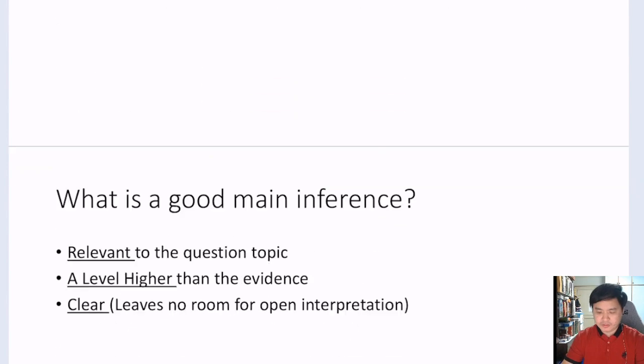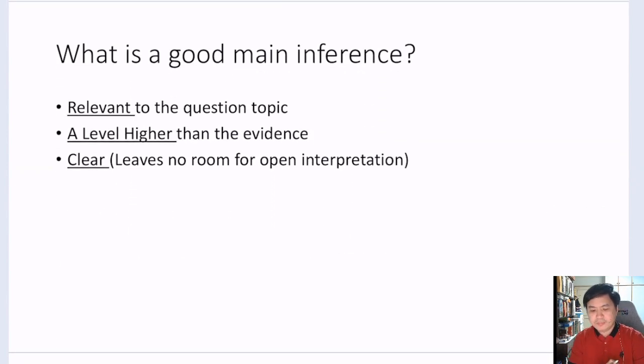Okay, let's move on. What is a good main inference? Now, when you see the question, right, make sure it's relevant to the question topic. Highlight the question and what they want you to infer about. Then, after that, make sure your answer is exactly relevant to the question topic. Alright, this is very, very important. Next, your inference should be one level higher than the evidence.